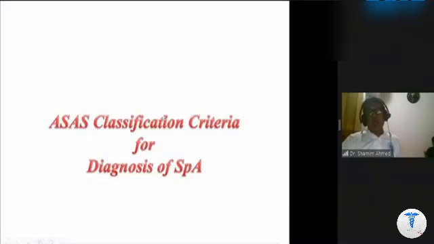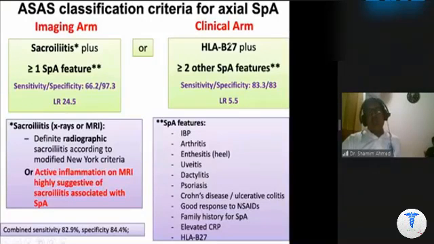Now, according to ASAS classification criteria for diagnosis of spondyloarthritis, for diagnosis of axial SpA, it has 2 arms. One is the imaging arm, another one is the clinical arm. In the imaging arm, sacroiliitis on either X-ray or MRI plus 1 or more SpA features. And on the other hand, in the clinical arm, HLA-B27 positive plus 2 or more SpA features.